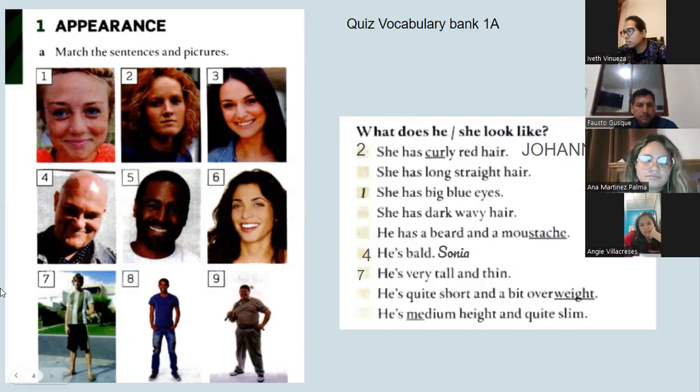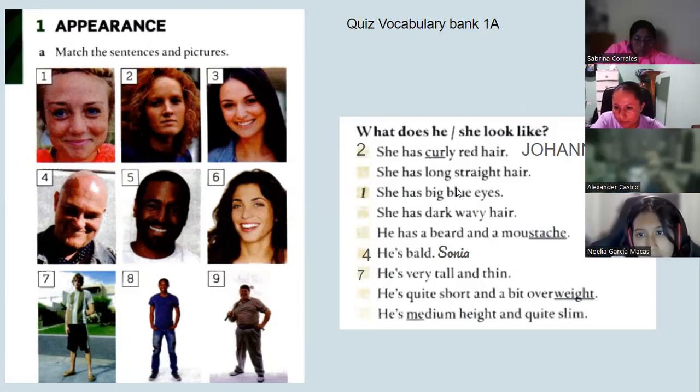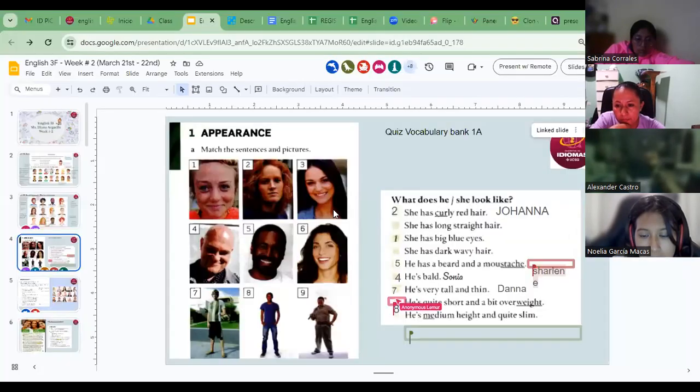What about number 7? Can you read it? Number 6. Oh, number 6, I'm sorry. Yes, number 6. She has long wavy hair. Dark, wavy, como onduladito. Wavy hair. Good. What about number 7?